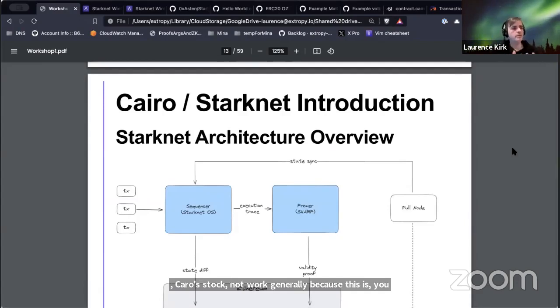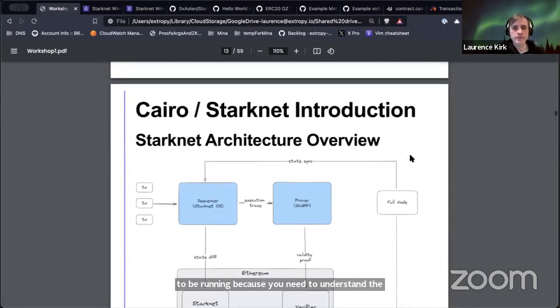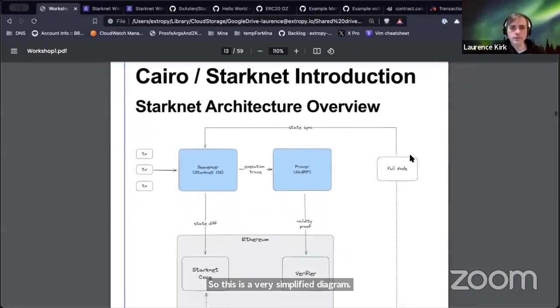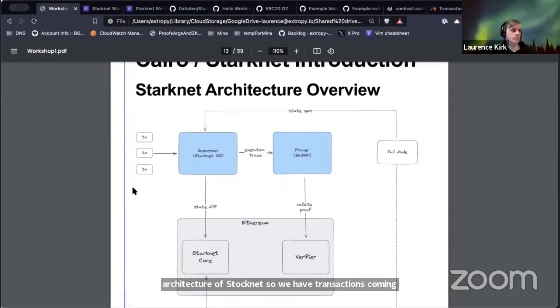All right, so let's go through and talk about how Cairo and Starknet work generally, because you need to be thinking about this, because if you're writing your contracts, this is where they're going to be running. So you need to understand the context of that. So this is a very simplified diagram of the architecture of Starknet. So we have transactions coming in, so they would be from some DApp providing the transactions. Some front end is creating these transactions and submitting these. These go to a node, or particularly they're sent to what is called a sequencer.